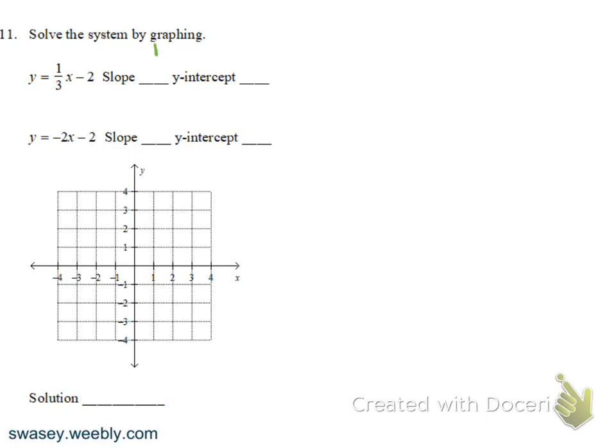All right, we'll fill in our slope and our y-intercept. Plot a point at negative 2, go up 1 to the right 3. You can also go down 1 to the left 3. We'll connect those to form our line.